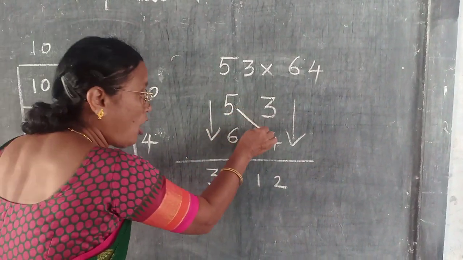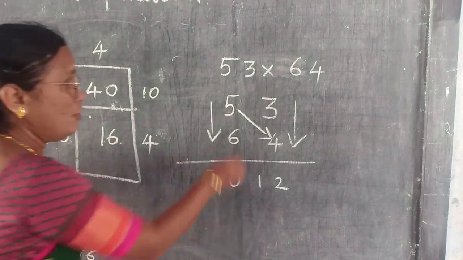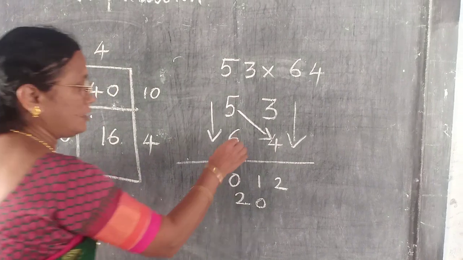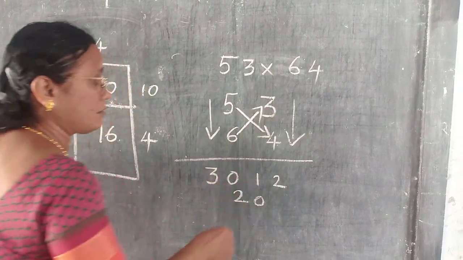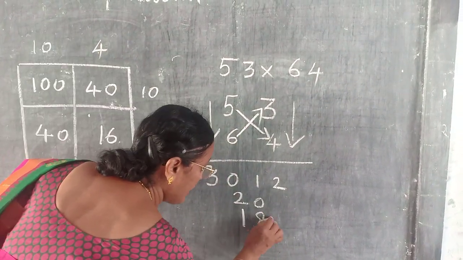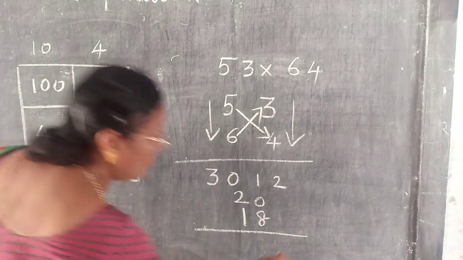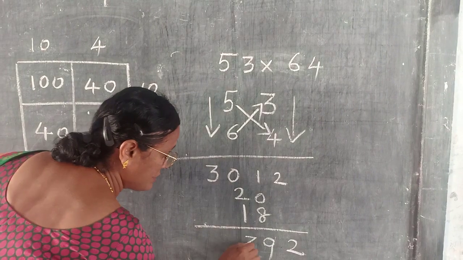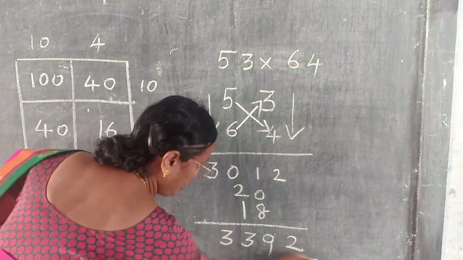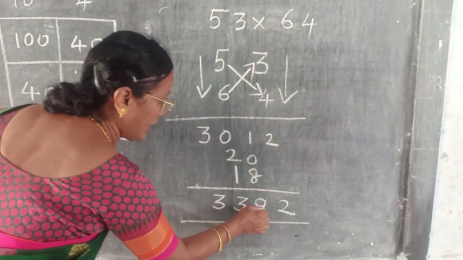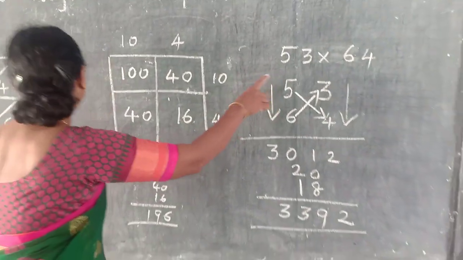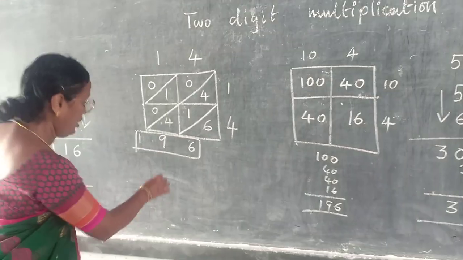Next one is cross multiplication. 5 fours are 20. Next, 6 threes are 18. So 2, 8 plus 1 is 9. 2 plus 1 is 3. So 3392. Do you follow? Suppose if you want to do it in this method also, you can do it.